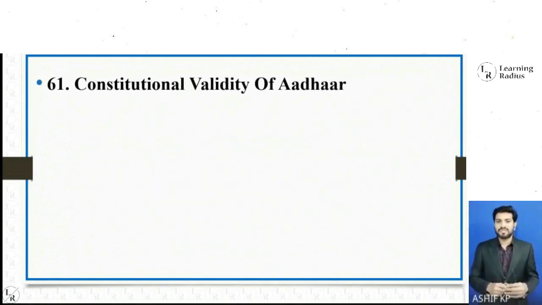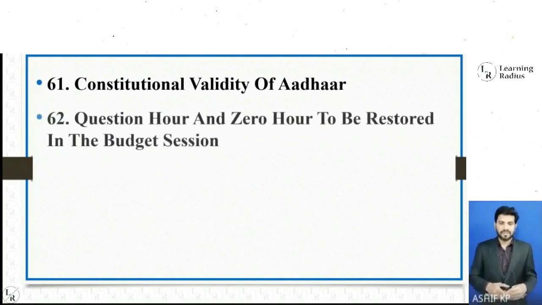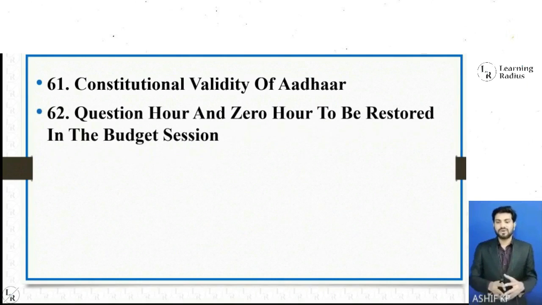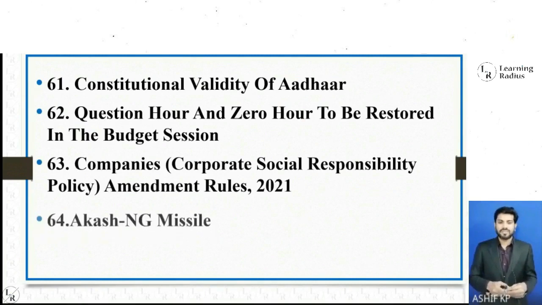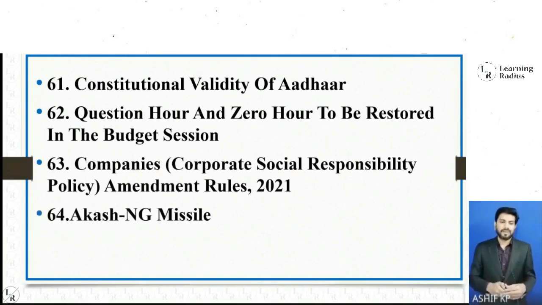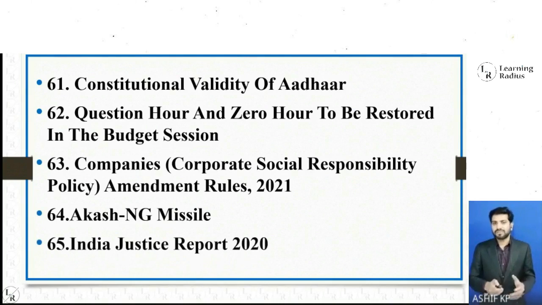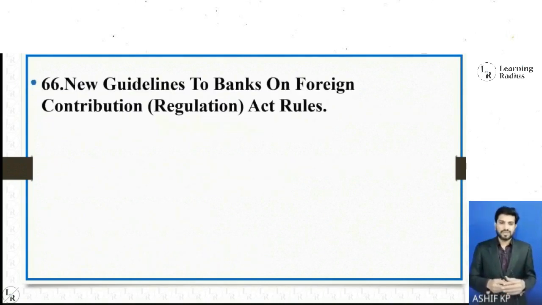The first one is the constitutional validity of Aadhaar. The discussion is about the constitutional validity of Aadhaar, and the verdict came from the apex court. Second one is the question hour and zero hour to be restored in the budget session. Third one is the company's corporate social responsibility policy, that is the CSR policy amendment rules 2021. And the next one is Akash-NG Missile. Then India Justice Report. The next one is the new guidelines to banks on Foreign Contribution Regulation Act rules.